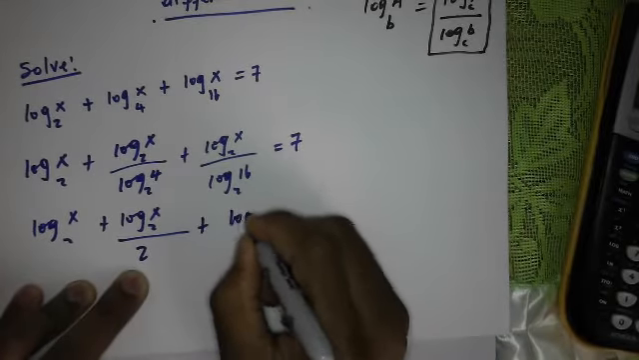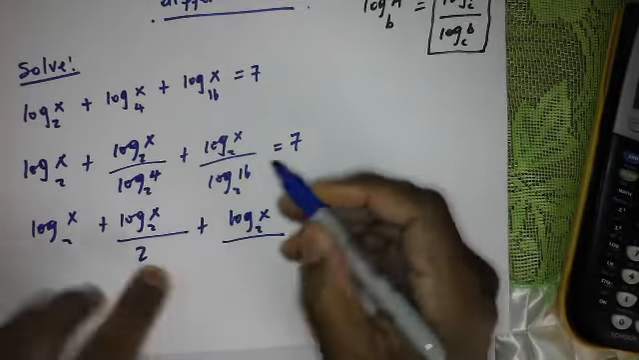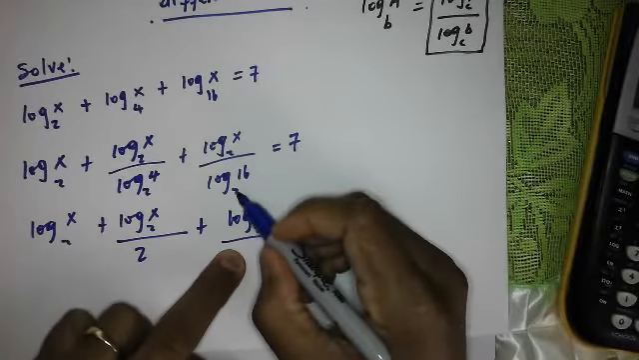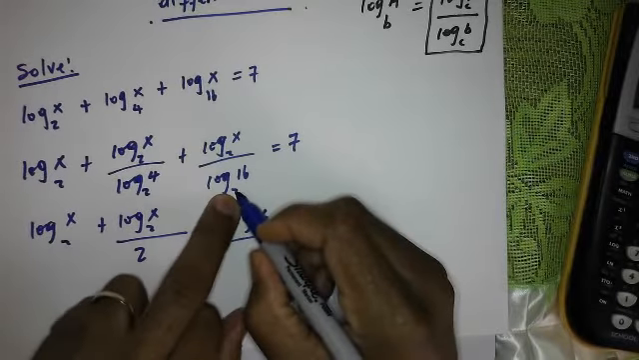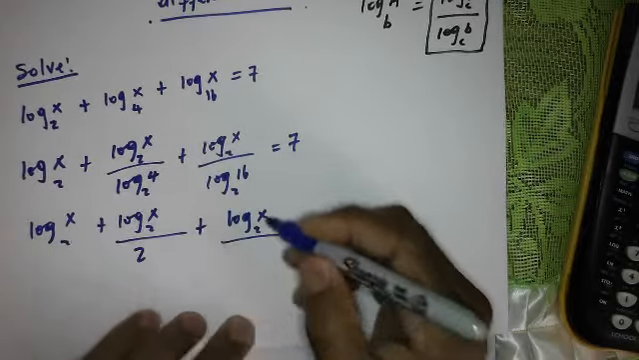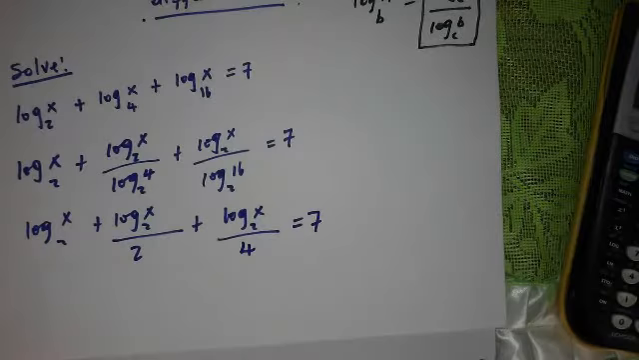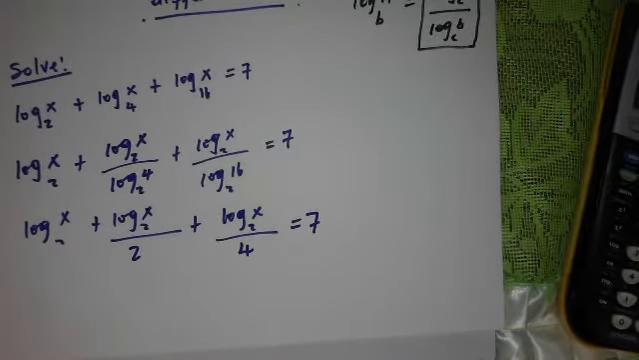Plus log x base 2 divided by, what is log 16 base 2? Now 2 raised to what exponent will give you 16? It's 2 to the 4. And so this should be 4 right here. Equals 7. Okay? Now I want to get rid of these denominators here.